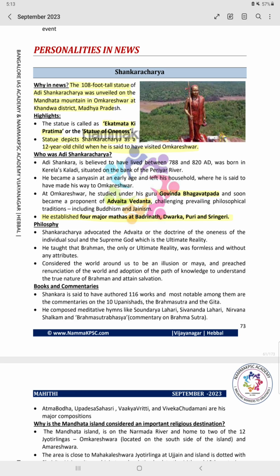Then we have his guru Govinda Bhagavat Pada, and he had established four main matas. These are important to us because one of them is in Karnataka, that is in Sringeri. The other three are in Badrinath, Puri, and Dwarka.